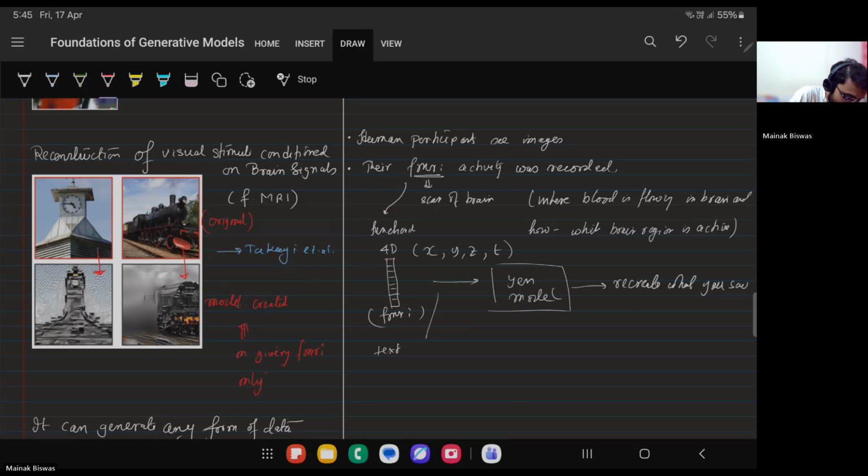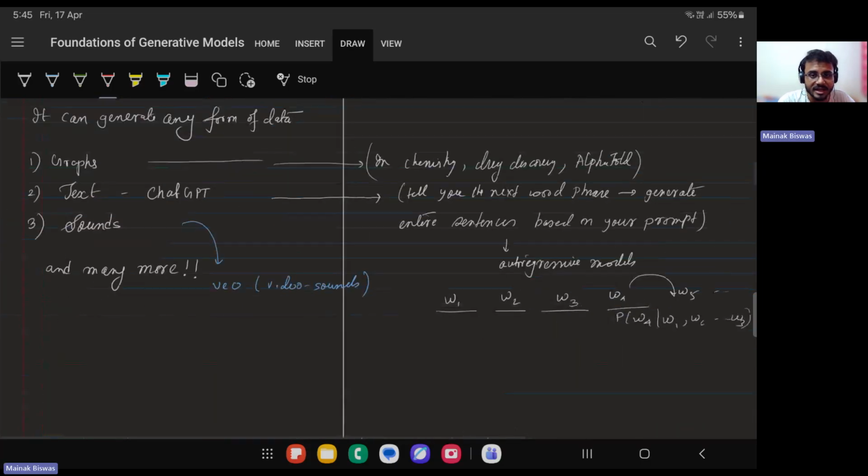So that's what is very, very surprising, because you can see the entire concept of a train and a watchtower is actually captured by the model. It knows that this brain activity corresponds to when you see a watchtower. So yeah, this is a very, very powerful model. I think I have got you very excited to learn more about them. So these are very advanced stuff.